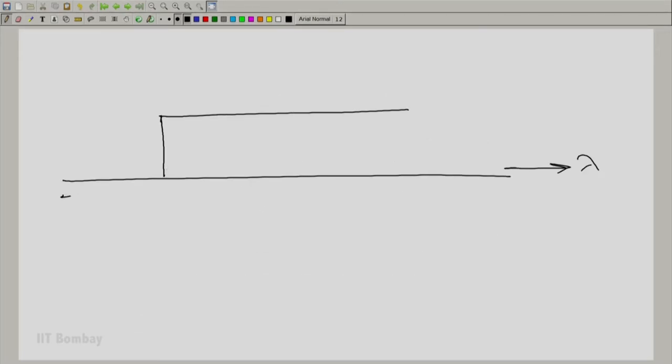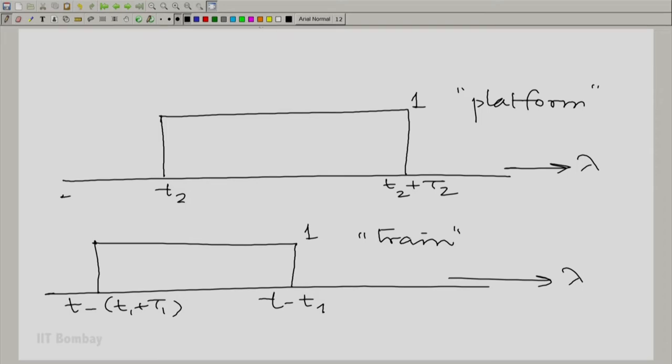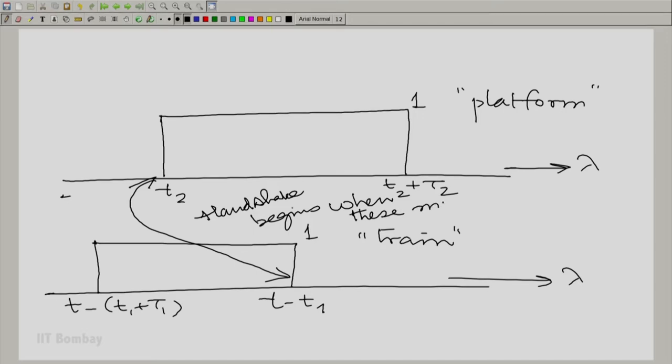Now, we put them together, train and platform together. Train here, platform there. Now visualize the situation. You need to visualize when they will begin a handshake. They can only begin a handshake when the frontmost point on the train has reached the backmost point on the platform passenger's strip. In other words, let us show it on this graph. Handshake begins when these match. That is, when t minus t1 is equal to t2, or when t is equal to t1 plus t2.